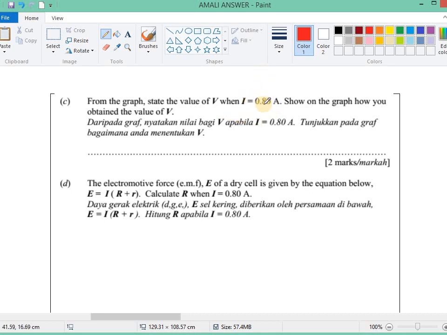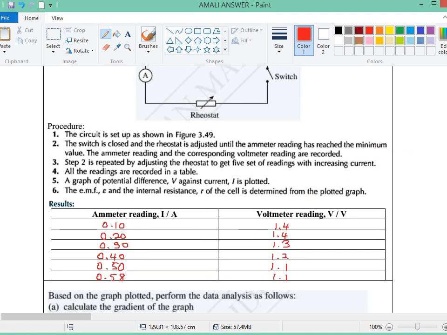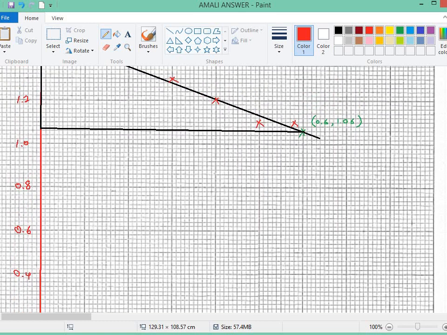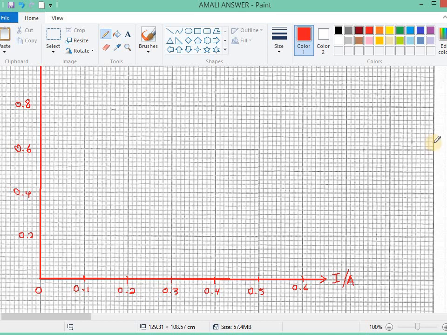Okay, this one part C. From the graph, take the value of V when I equals to 0.8. So I want you to change this 0.8 into 0.4, 0.40 ampere. Show on the graph how you obtain the value of V. So you go back to your graph. When it is 0.4, how much is the value? So that means you need to draw a line. That means you do interpolation from 0.4.